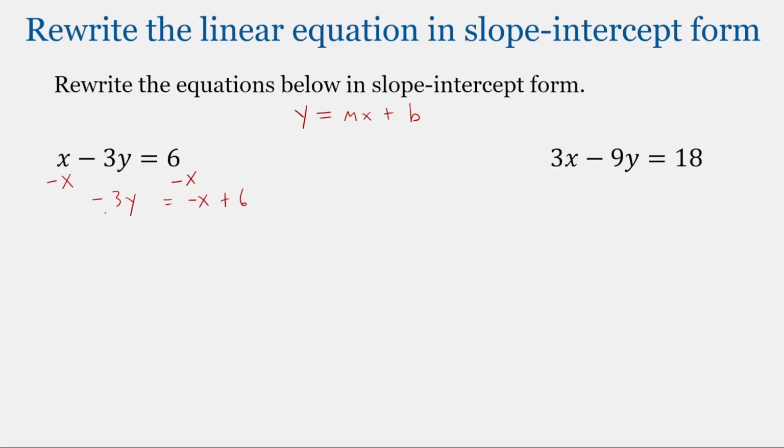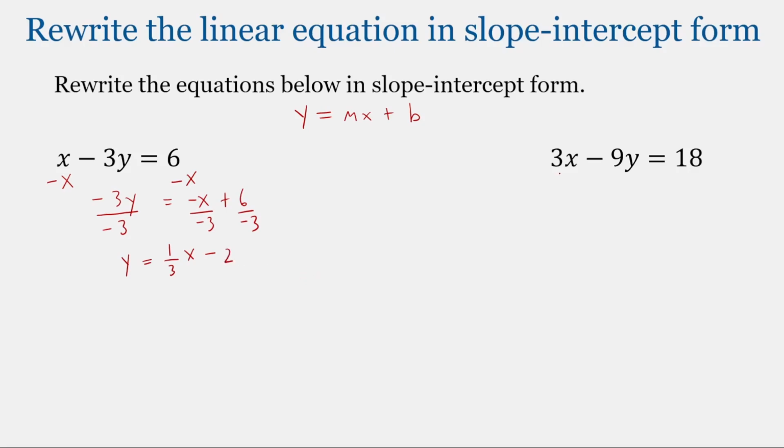So now we have negative 3 times y. To undo that multiplication, we're going to divide by negative 3. What we do to one side, we have to do to the other. And this leaves us with y equals a positive 1/3 x minus 2.